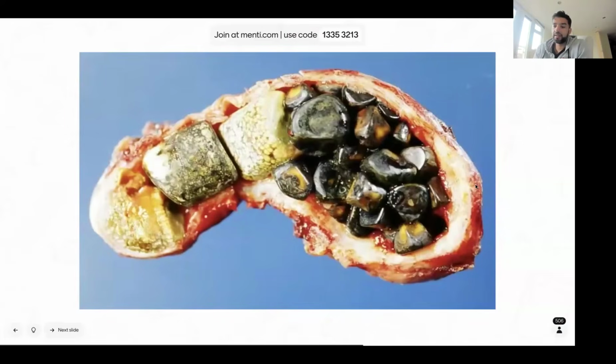So this is a picture of a gallbladder full of gallstones. You can see they literally just look like stones, like marble type things. So that's lots of gallstones. That's bile that's crystallized.